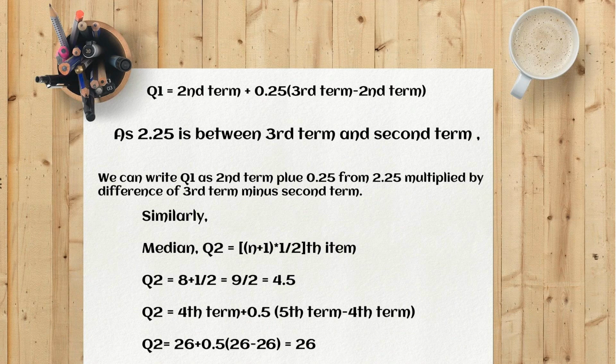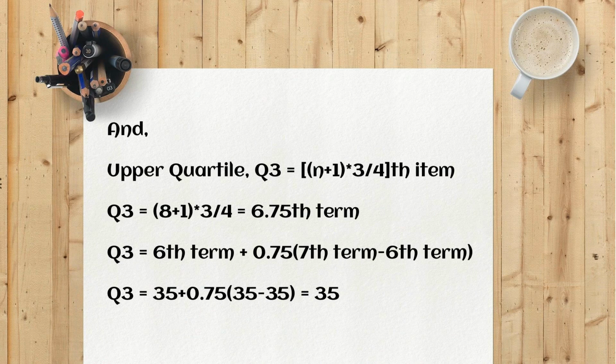Similarly, median, Q2 equals (n plus 1) multiplied by 1 by 2 th item. Q2 equals (8 plus 1) multiplied by 1 by 2 equals 9 halves equals 4.5. Q2 equals fourth term plus 0.5 multiplied by (fifth term minus fourth term). Q2 equals 26 plus 0.5 multiplied by (26 minus 26) equals 26. And upper quartile, Q3 equals (n plus 1) multiplied by 3 by 4 th item. Q3 equals (8 plus 1) multiplied by 3 by 4 equals 6.75 th term.